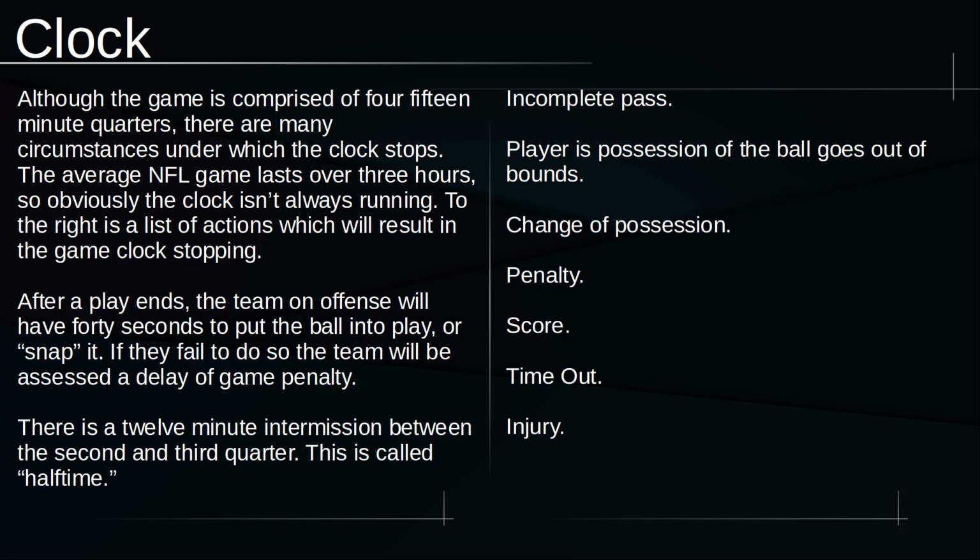There is a 12-minute intermission between the second and third quarter. This is called halftime. So the first and the second quarter is referred to as the first half of the game, and the third and fourth quarter are referred to as the second half of the game. And you'll hear some teams referred to as first half or second half teams sometimes, and that just means that they perform better either early or late in the game.